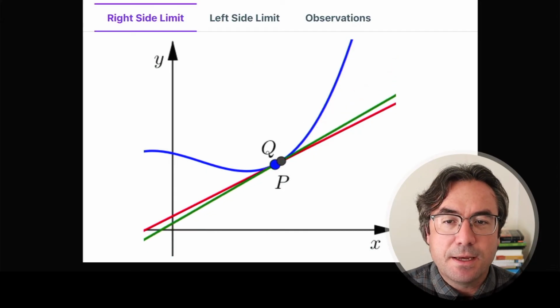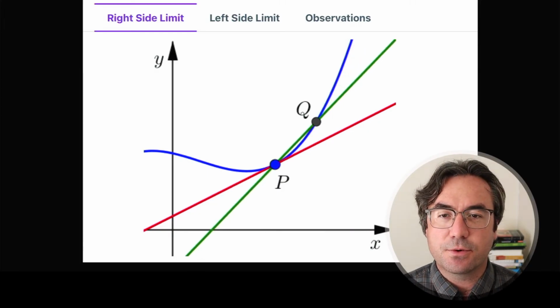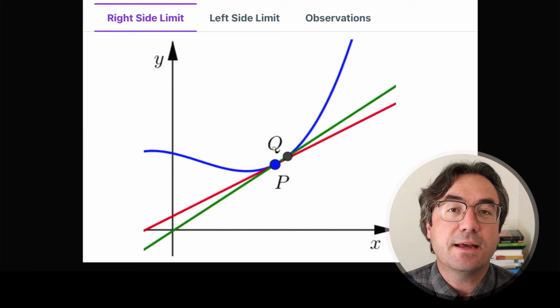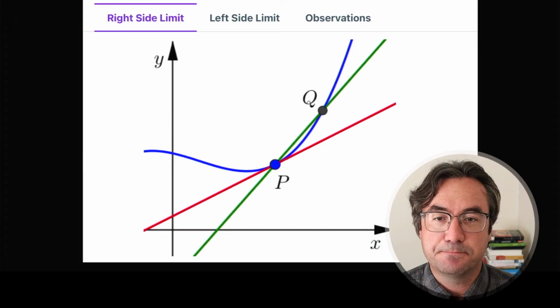And at point P, it looks like our curve and the tangent line there are kind of going in the same direction. So as point Q slides along the curve, the secant line starts to look more and more like what we want our tangent line to be.